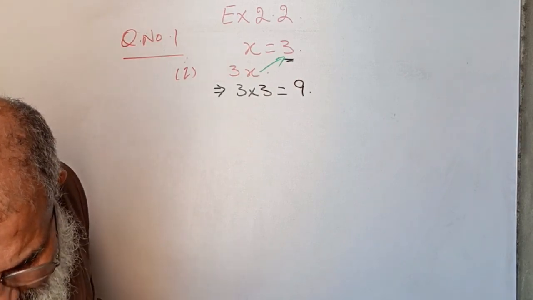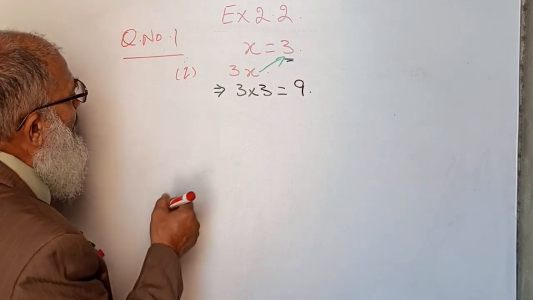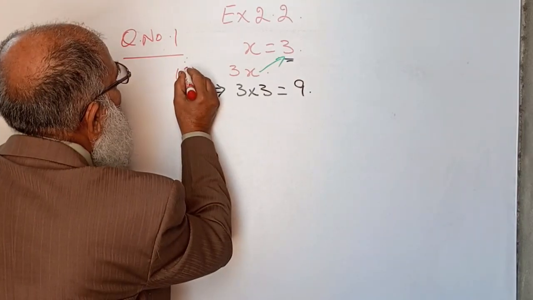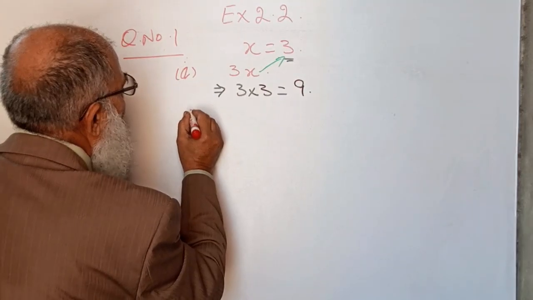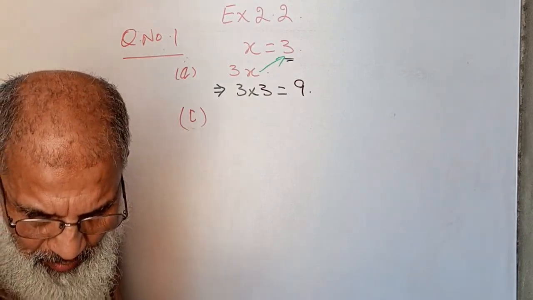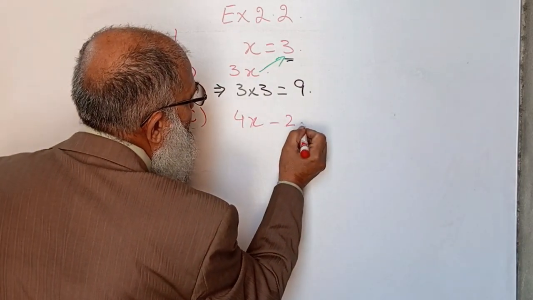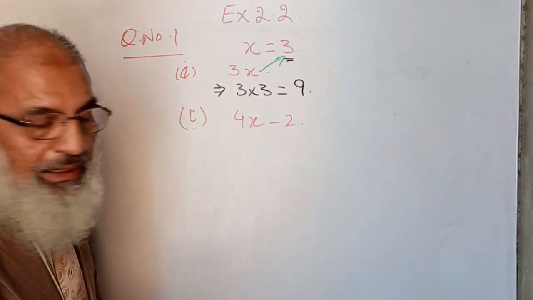Now the second one, b, is the same, and c. So let me do the part c. In fact this was part a and c. Now part c is 4x minus 2. It is again a very simple and easy one.